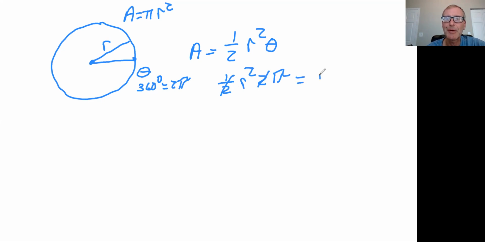And you see you get back to our geometry approach to calculate an area, which would be pi r squared.